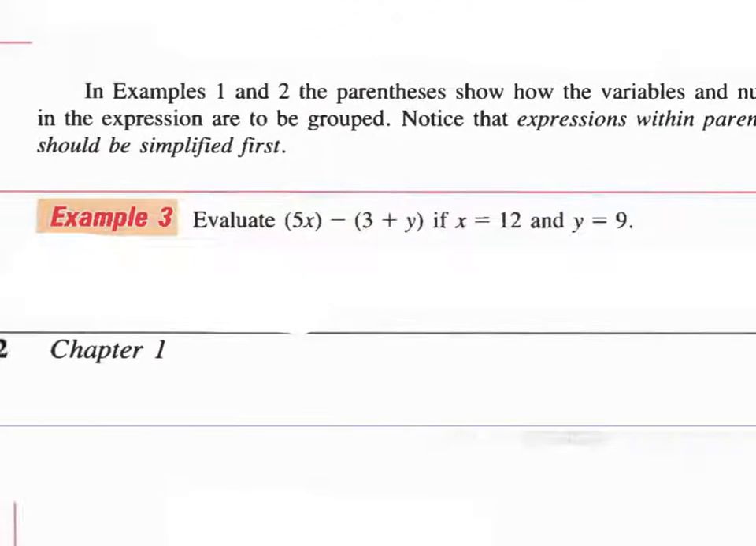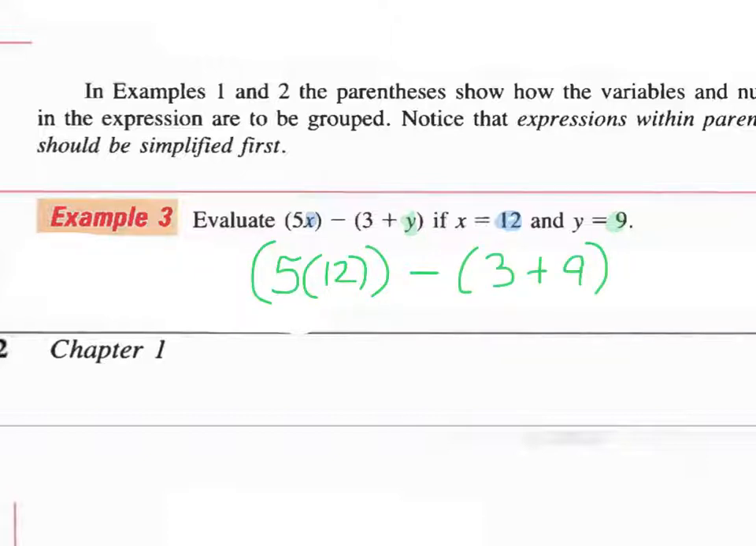Whenever I do this, I always like to write my original problem, but I'm just going to write it right underneath. So I'm going to replace X, and in its place, I'm going to put the number 12. Then I'm going to take out the Y, and I'm going to put in the number 9. All right, so now I'm going to do 5 times 12. And again, I'm going to put it in a parenthesis like that. And then minus, and then 3 plus 9.